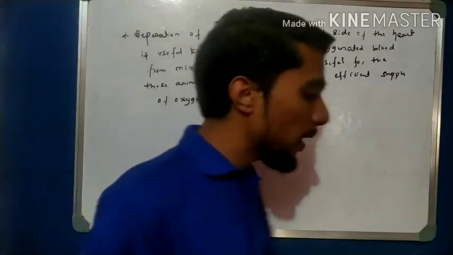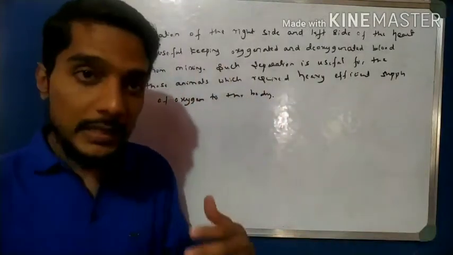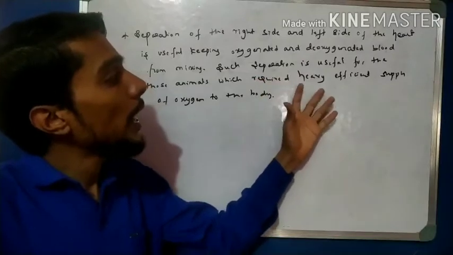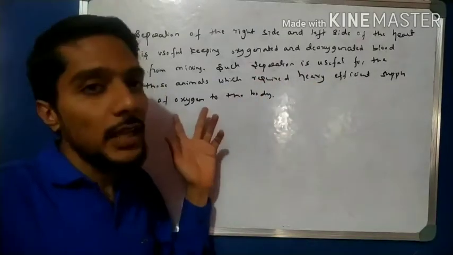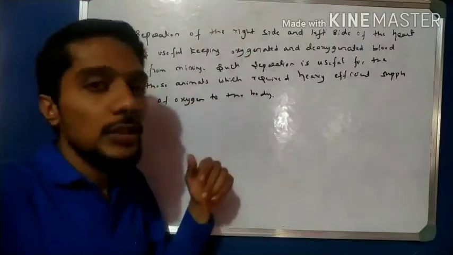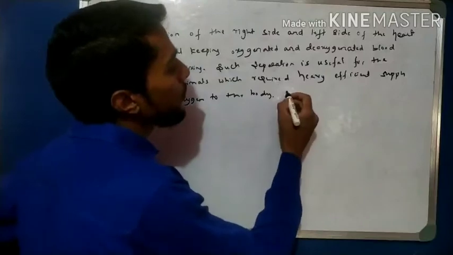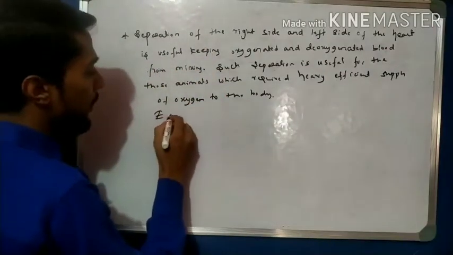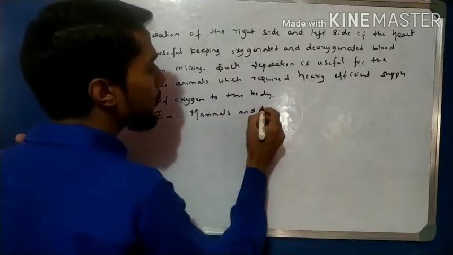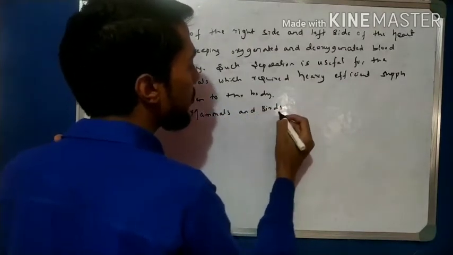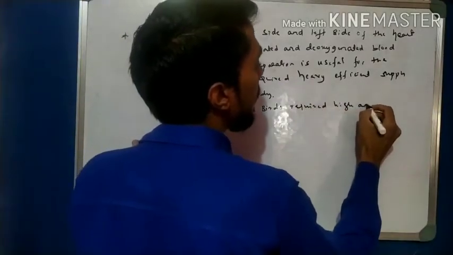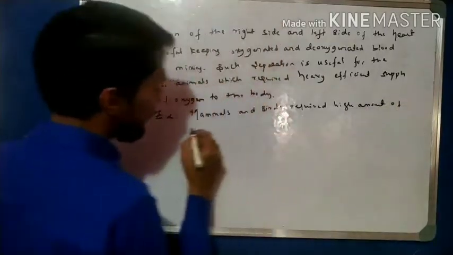To the body. That is why the separation of pure blood and impure blood takes place here, because of the animals that require high energy. Okay, the oxygen need is high. So if the oxygen need is high, you require such separation in such animals. For example, in the mammals and birds, right? Birds require a high amount of energy.